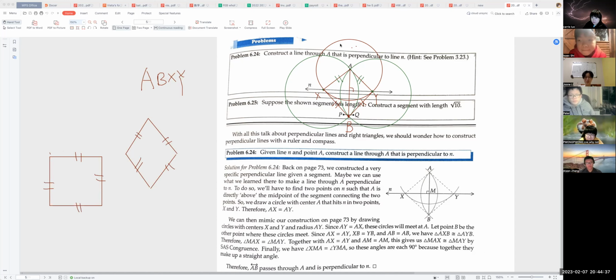So if we have the diamond, we connect the diagonals, which are perpendicular to each other. If we have a square, we connect the diagonals, and these two diagonals are perpendicular to each other. Understand? So that's why AB must be perpendicular to line N.